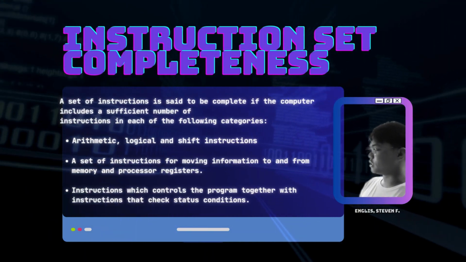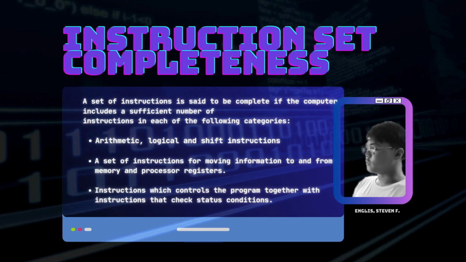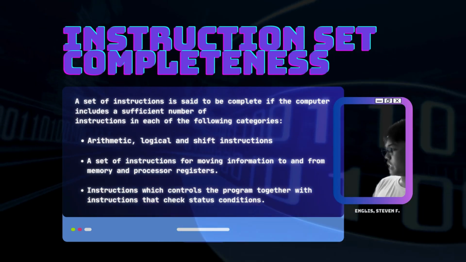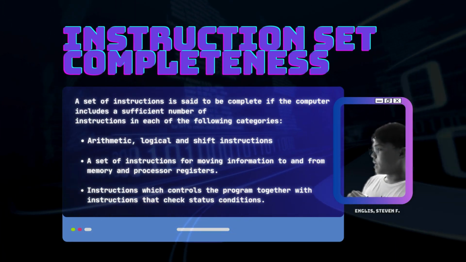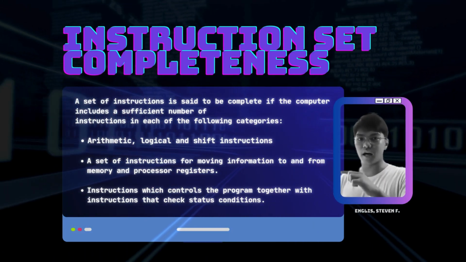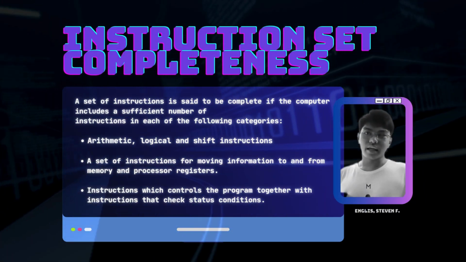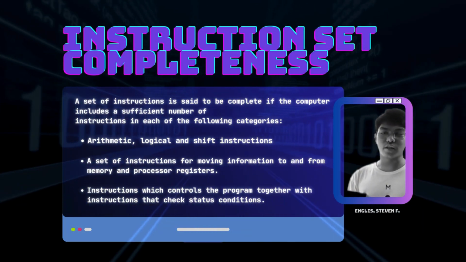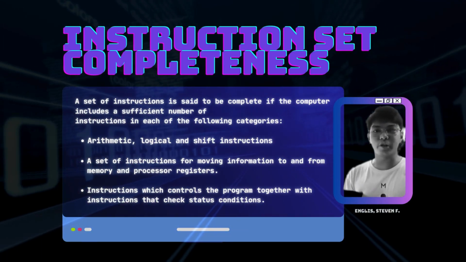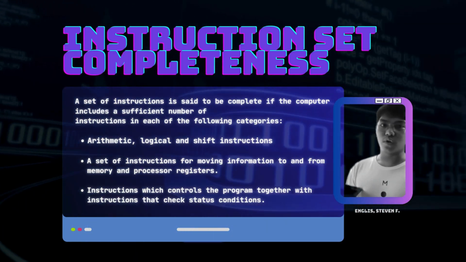A set of instructions is said to be complete if the computer includes a sufficient number of instructions in each of the following categories. Number 1, arithmetic and logic shift instructions. So yun yung nag-shift ka ng ilang ulit pa right and then nag-add ka ng 0 sa dulo nito. So left to right and right to left. Ganun yung pag-add ng 0, kung ilan yung shift mo, yun yung 0 na ilalagay mo sa dulo.